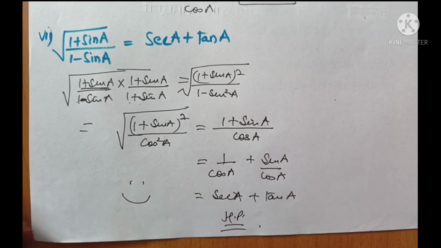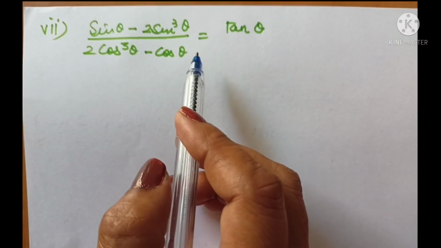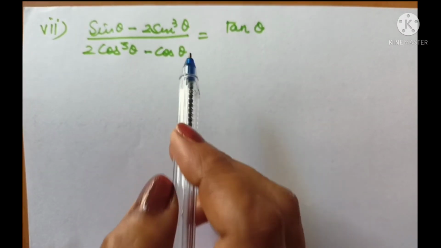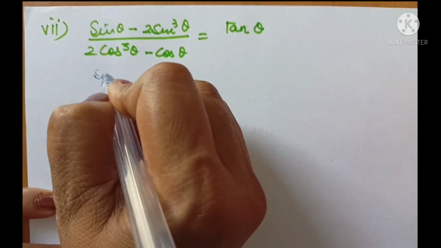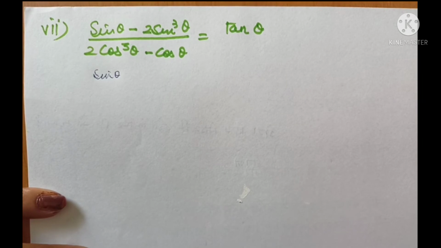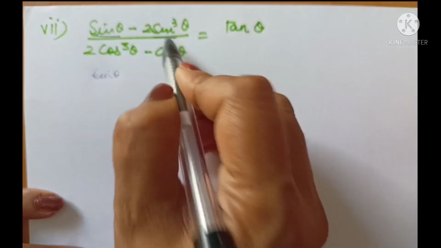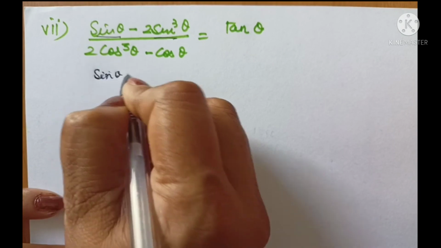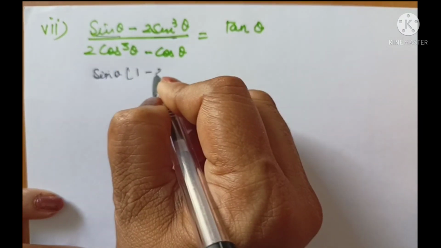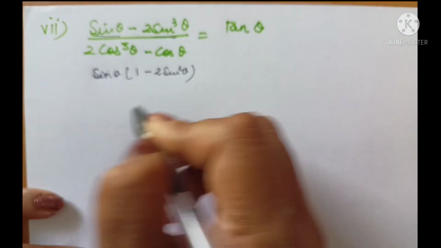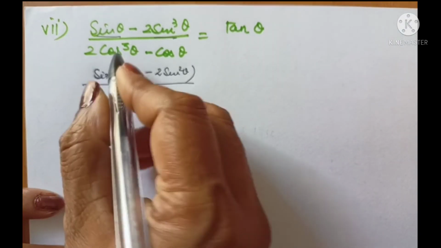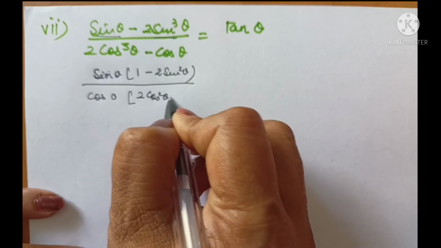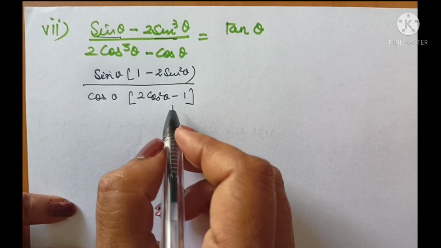My favorite word in mathematics. So let's go to next part. In part number 7, you see what is the first step that comes to your mind when you see LHS. Obviously, the first step that comes to my mind is taking common. So I take sin theta common. From these two, I take sin theta common. I am left with 1 minus 2 sin square theta. In the denominator, I take cos theta common. I am left with 2 cos square theta minus 1. I hope this step is clear to all of you.